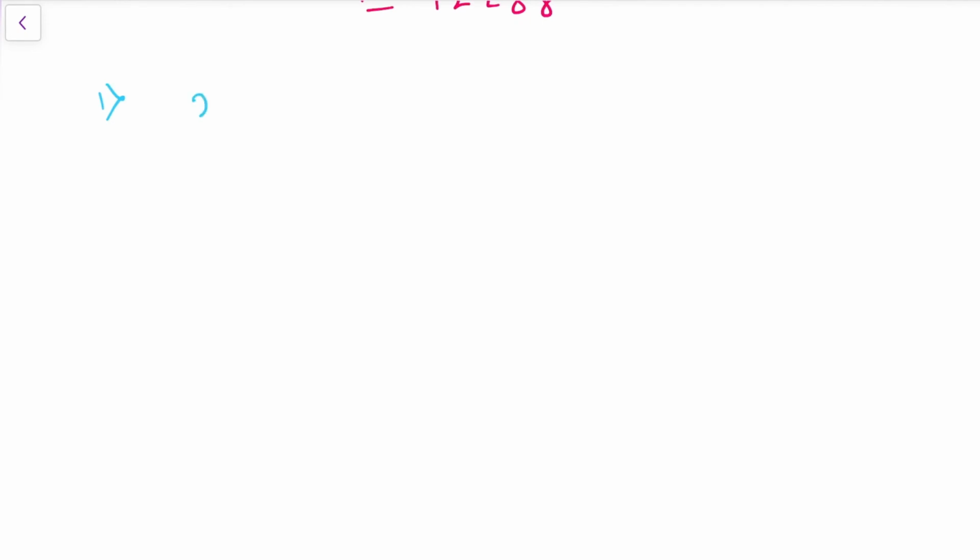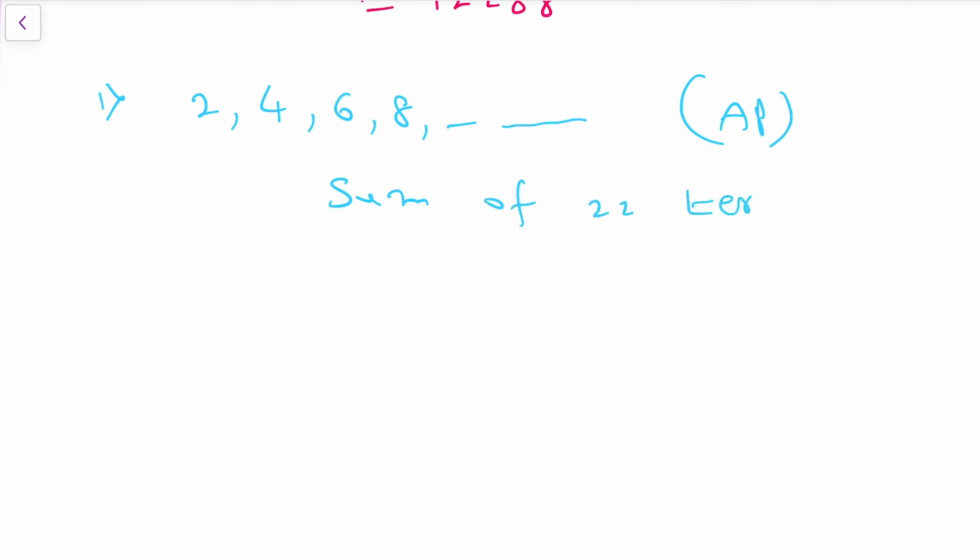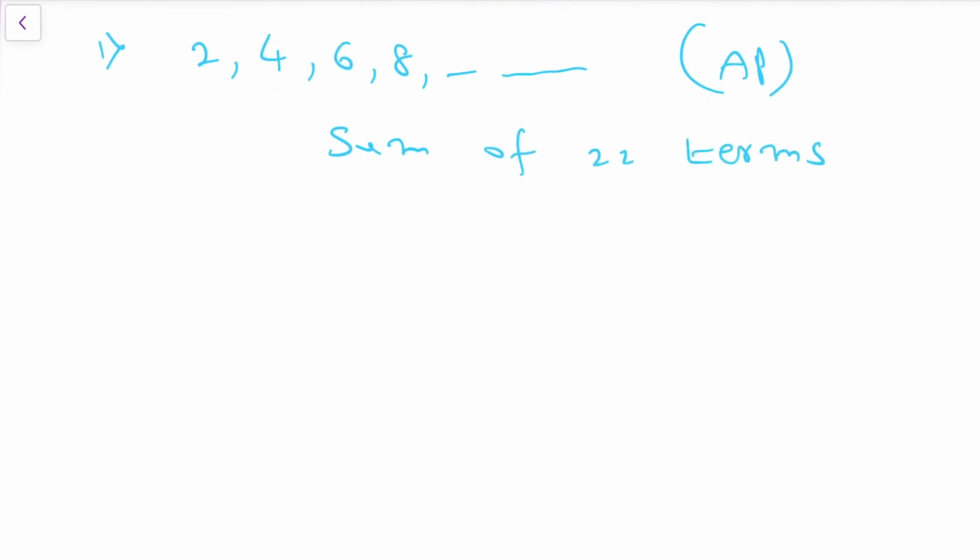Next question is, we have an AP 2, 4, 6, 8, 10 and so on. Find the sum of 22 terms. Sum related questions are not there in the GP. They are only there in AP according to our textbook. So what is the formula first of all?